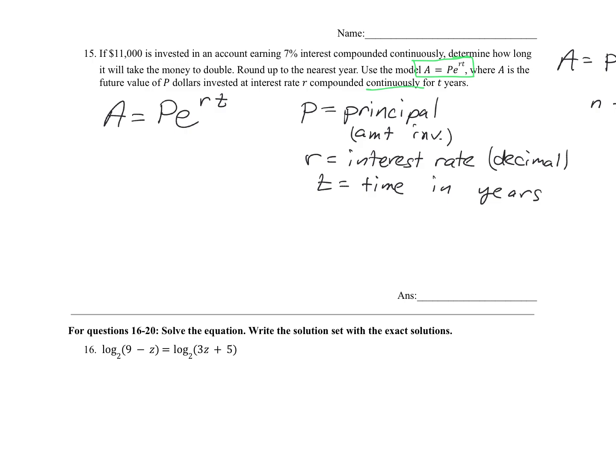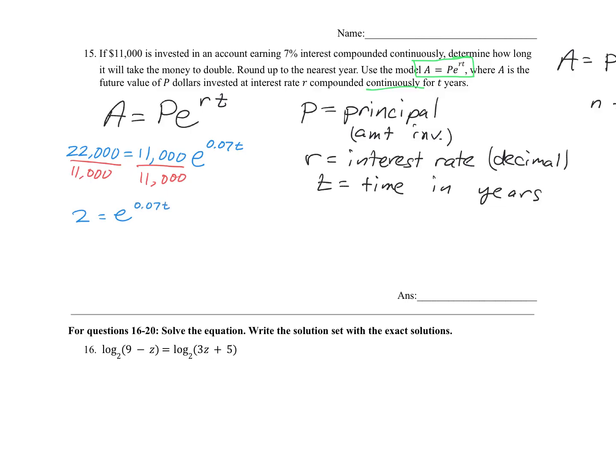So when I set up my equation, I'm going to have my amount I want to reach, which is $22,000. My principal, again, is $11,000. E is just that natural number, E, and it's 0.07 times T. So that is the exponential equation that I want to solve. When I solve it, the first thing I want to do is isolate the exponential, which means I divide both sides by 11,000. And we'll get a very familiar number. We get the number 2 is equal to e to the 0.07t.